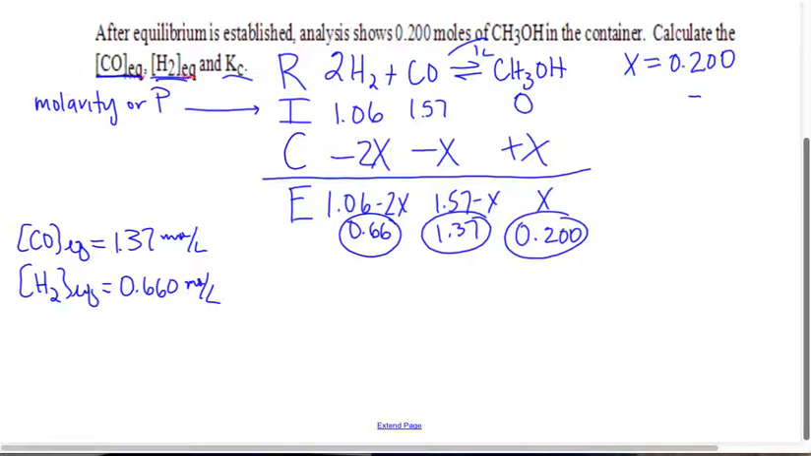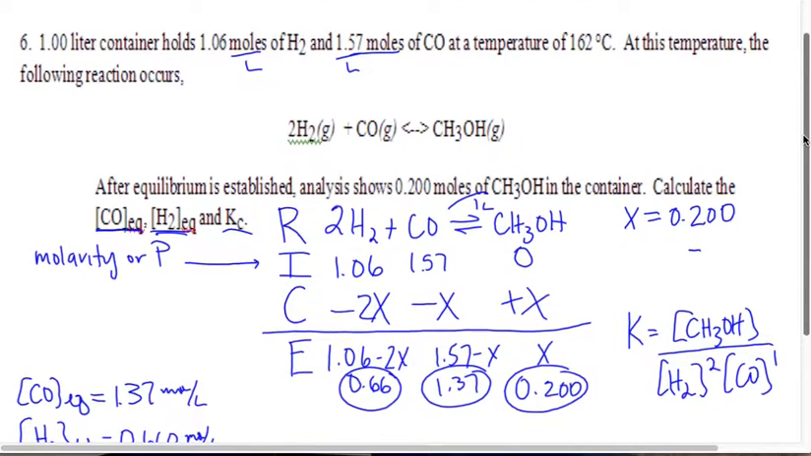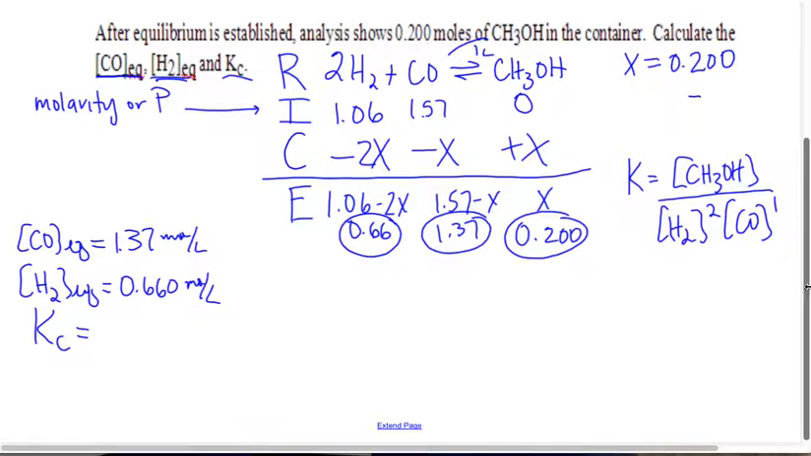So that I know so far. I still need to find my Kc. So any ideas how I'm going to do that? The equilibrium expression. I'm going to write it unsubstituted first. K is equal to the products over the reactants raised to the coefficients in the balanced equation. So methanol over H2 squared times CO to the first. All of them are gases, as you saw in the problem part up there, so we're allowed to use those in the expression.